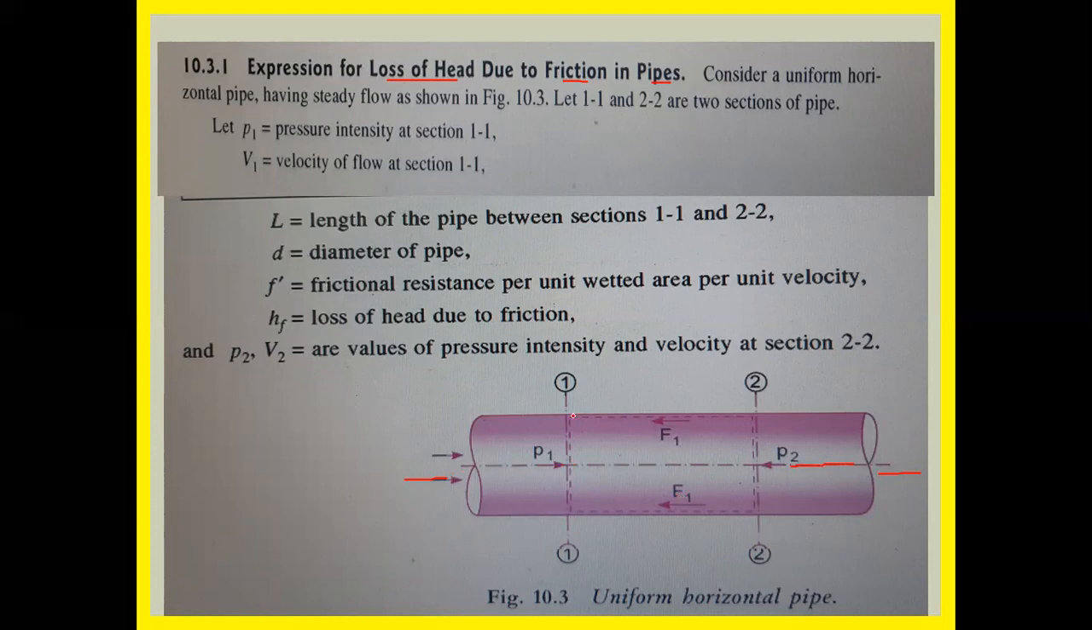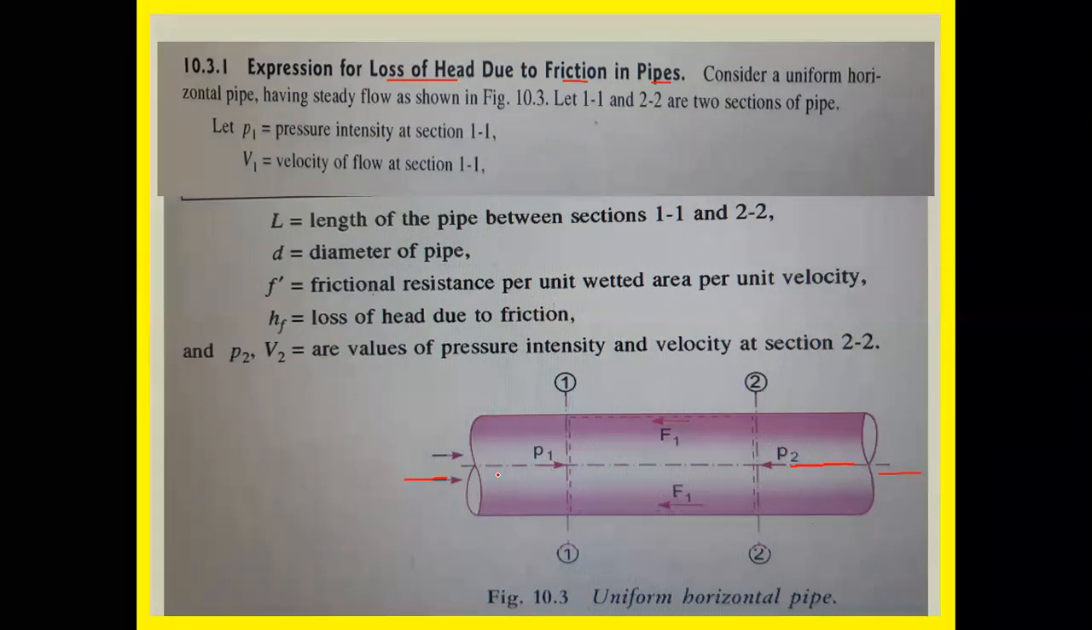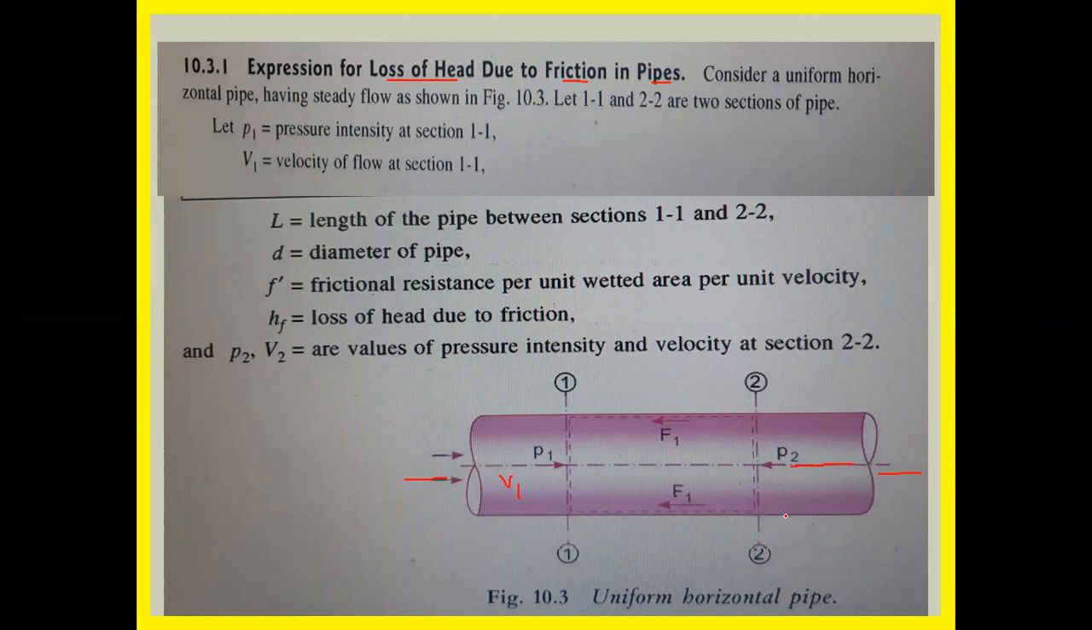Then if you take the space between 1 and 2, now see here, let P1 be the pressure intensity at section 1. V1 is the velocity at section 1. Next, L is the length. L is the total length of the pipe between section 1 and 2. So here to here, this is the L length of the pipe. Next, small d is the diameter of the pipe.